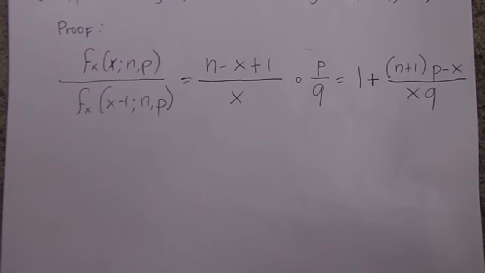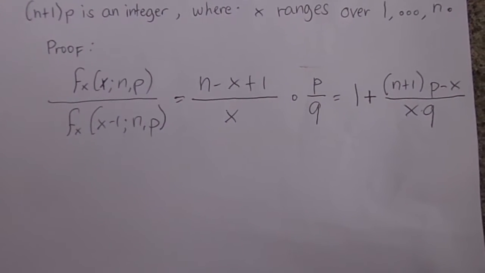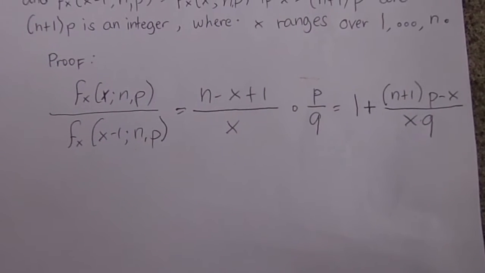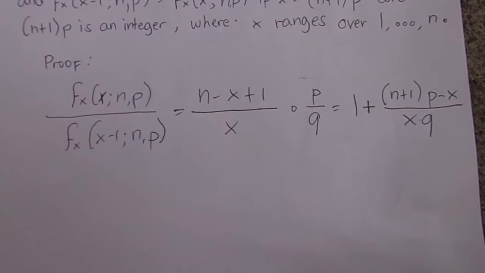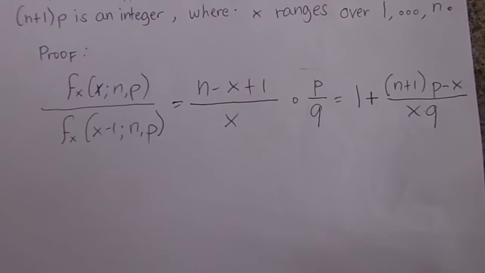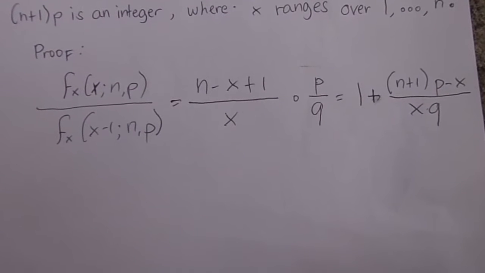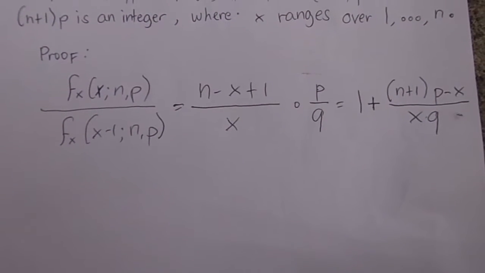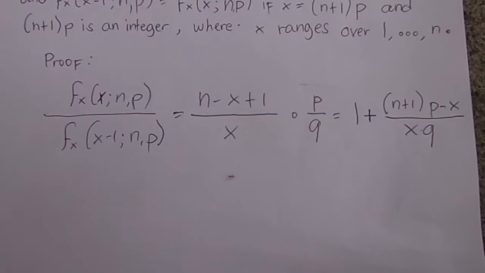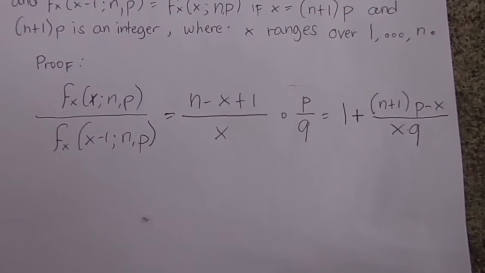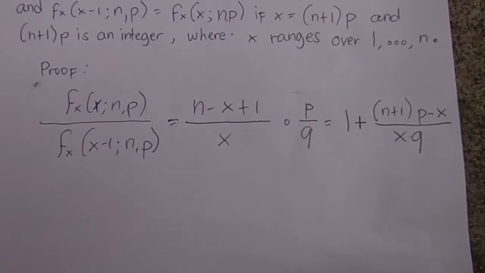So now, let's prove that f(x; n, p) over f(x-1; n, p) is equal to (n-x+1)/x times p/q, which is then equal to 1 plus ((n+1)p - x) over xq.